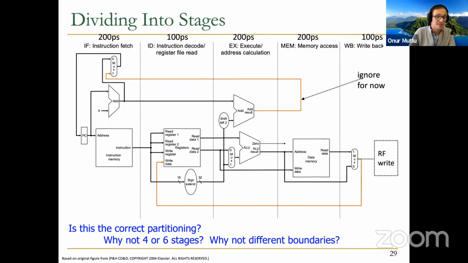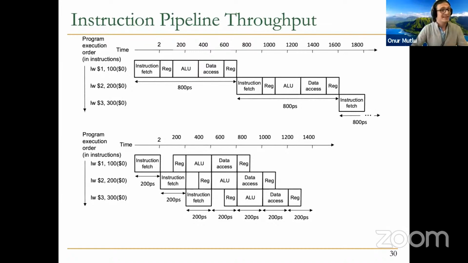So why not 4 or 6 stages? Why not different boundaries? This is a very, very good question. An ideal pipeline has equal picoseconds in each stage. This is not an ideal pipeline just because I couldn't balance it. You could try to balance it, as I said, but it comes at a cost. Because of that non-ideality, your throughput is not perfect either.